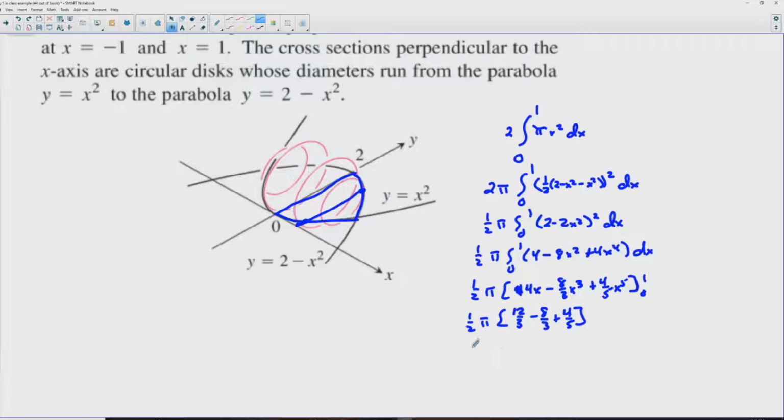I guess I've got to get these to 15ths. So pi over 2, 60 15ths minus, I guess I could have put this together. What is 4/3? If you multiply by 5, it's 20 15ths, plus 12 15ths. So 32 pi over 30. So that's 16 pi over 15.